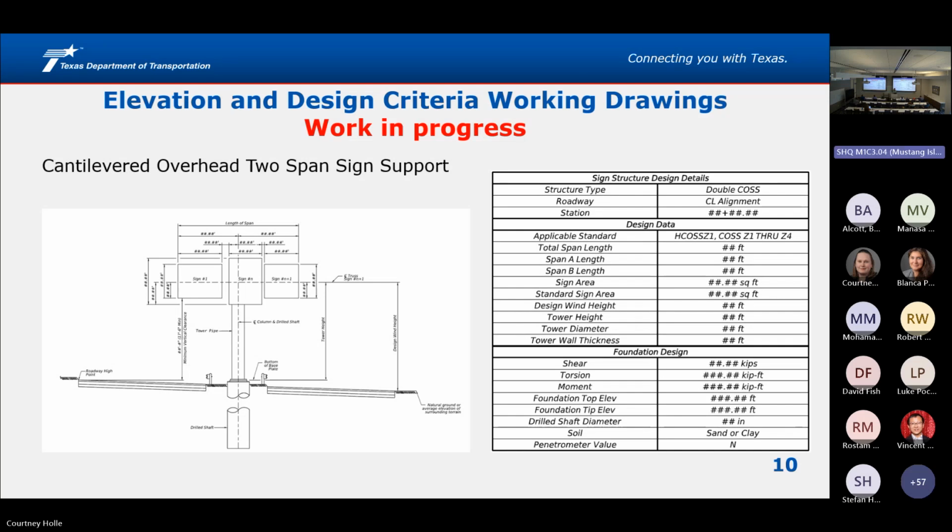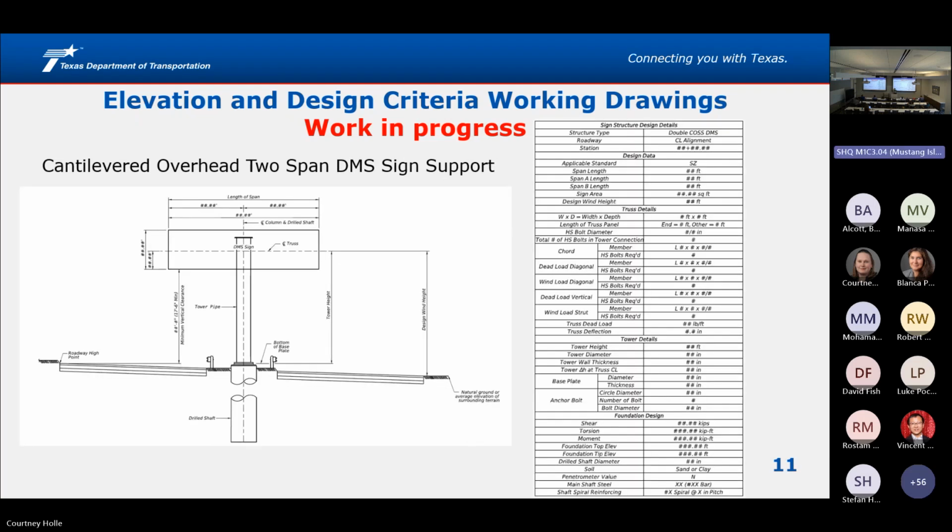Now, say you have a double cost, 2 cantilevers. Again, using standard sign panels, you can use the existing standards. The table is pretty much the same as just a traditional cantilever, except we have a span A and span B length. If you have a double cost DMS, again, it is a special zone, so the table grows exponentially, but it's pretty similar to a cantilever DMS.